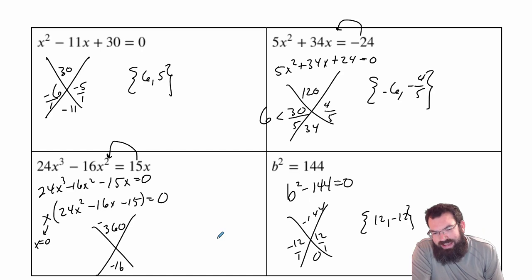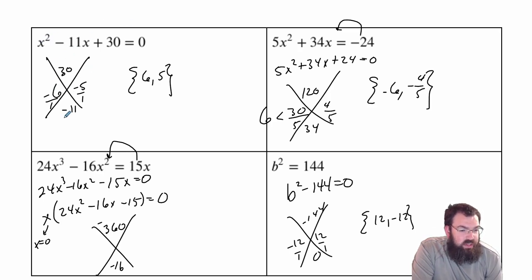Alright, here you go. Here are the answers to the last 4 problems that you had to do. The first one, you had to take out nothing. You put it into the x. You got 6 and 5 after you flipped your numbers out. The second one, you brought over the -24, made it positive. You then multiplied and you got your 2 side numbers. You divided by the a value. You flipped them out. You get -6 and -4/5.